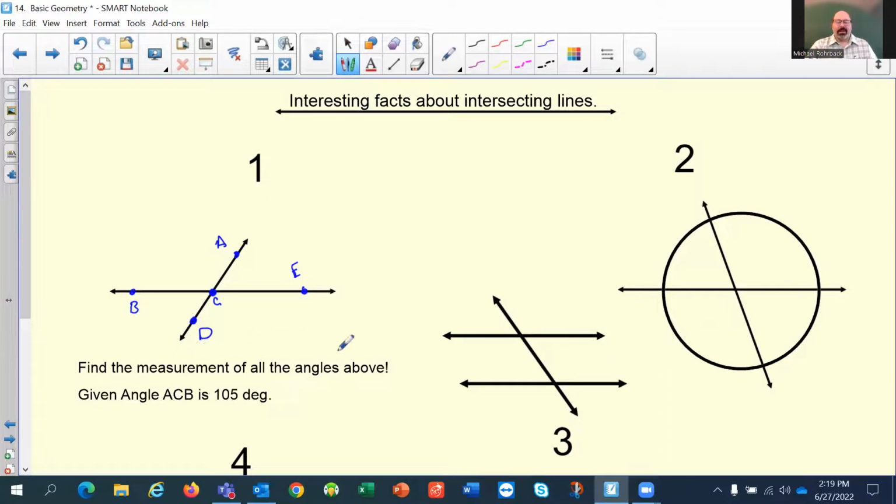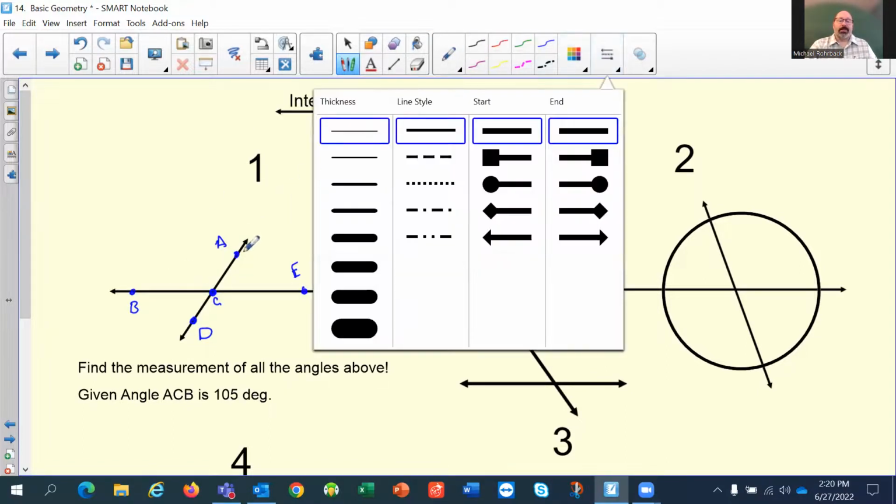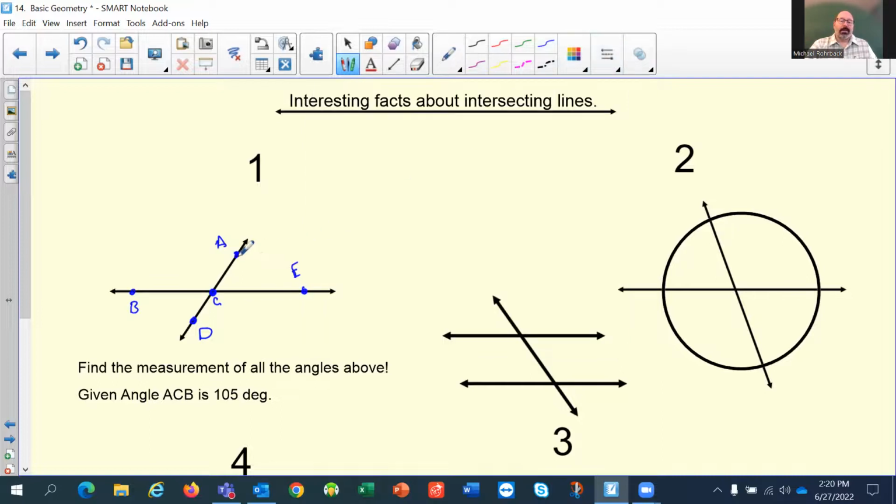Given the measurement of all the angles above, you got to find the measurement. Given angle ACB. So here's what you're looking for. Got this one right here. So from A to C to B, so this angle right here, that one right there, this whole angle is 105 degrees. If that's 105 degrees, find all the other angles.